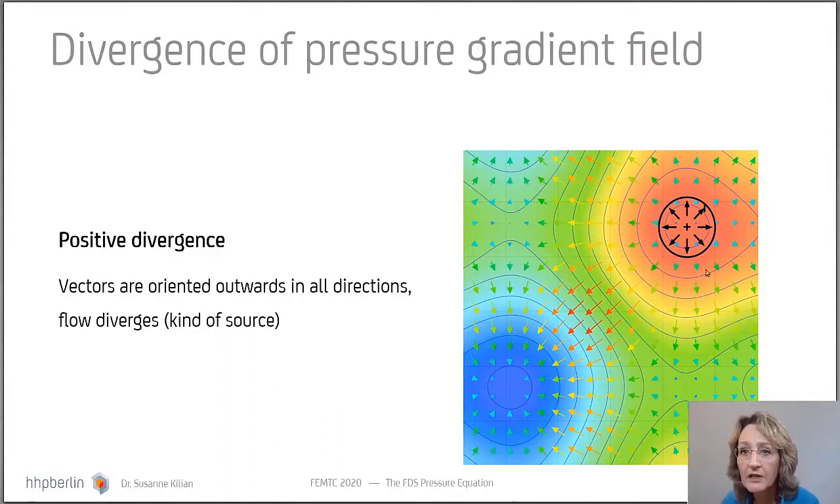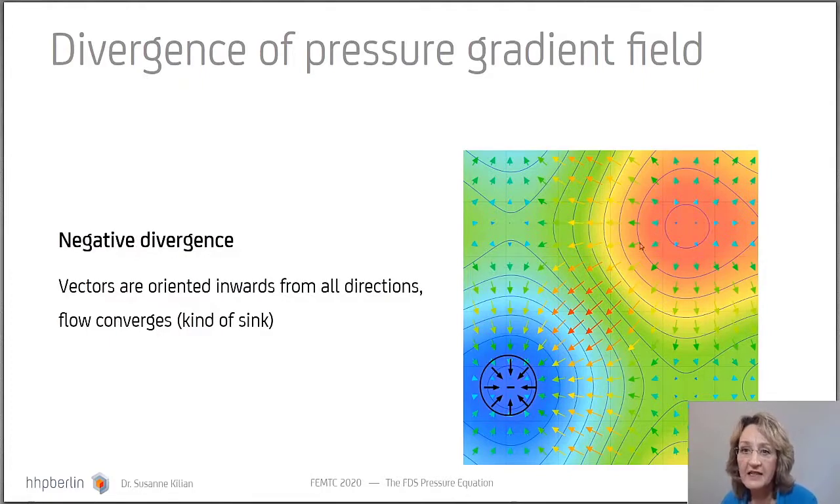Please have a look at the direction of the individual vectors here in this red part. You see that the directions of all these vectors are showing outwards. They are diverging. This is a kind of source where the flow field expands. And this is just the meaning of a positive divergence.